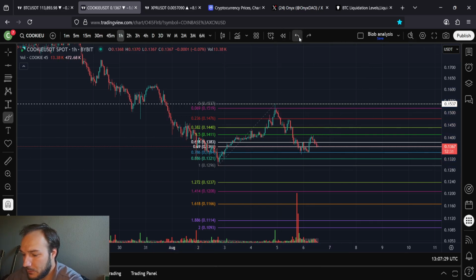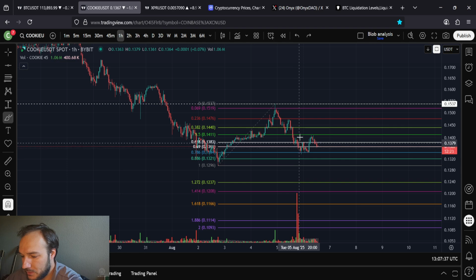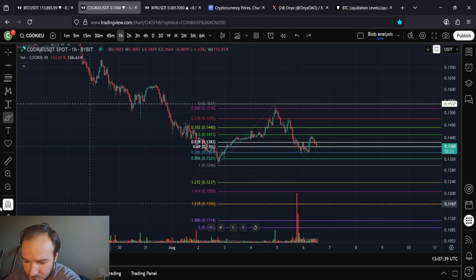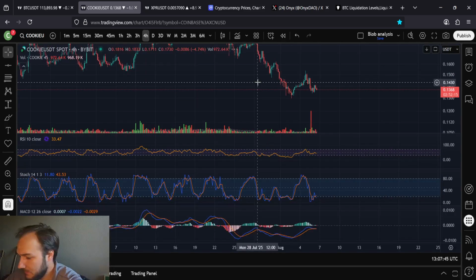But overall, we still have this W shape, even with that. So, I'm not afraid to call for that. I think that that's actually what we're gonna do. But time will tell. We'll see. You had some volume here. Volume died off as you're going lower. I don't know. Let's look at the 4 hour time frame.